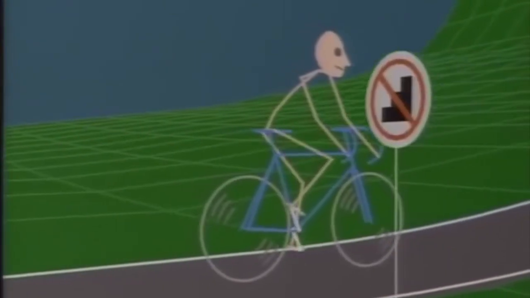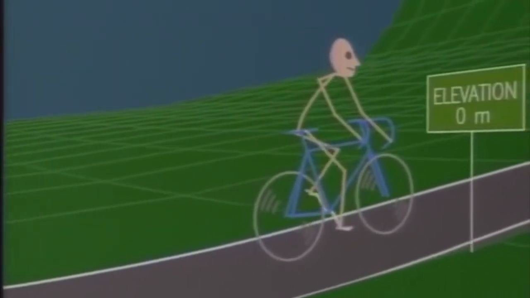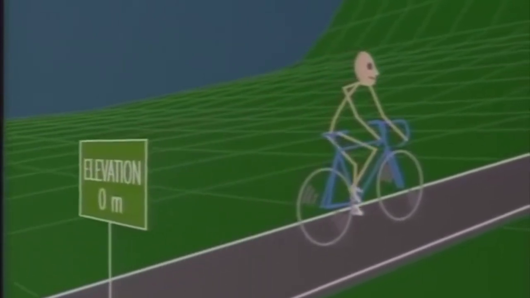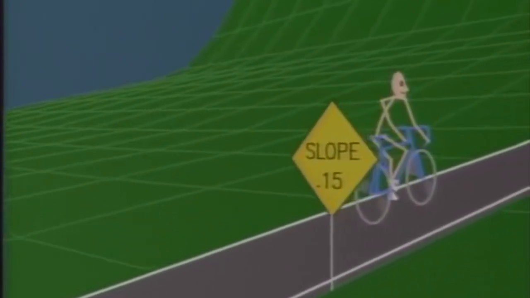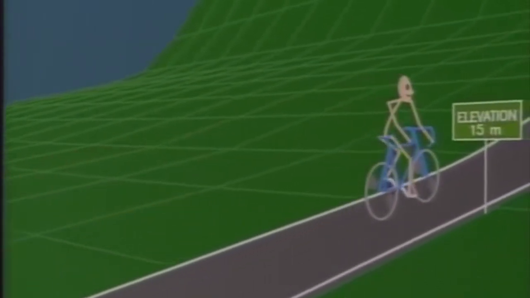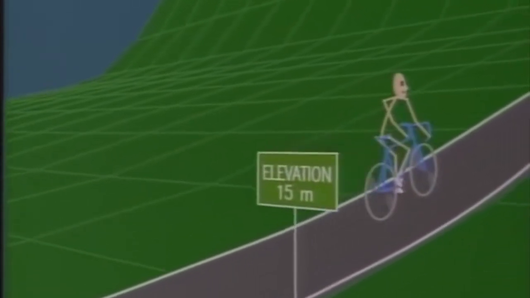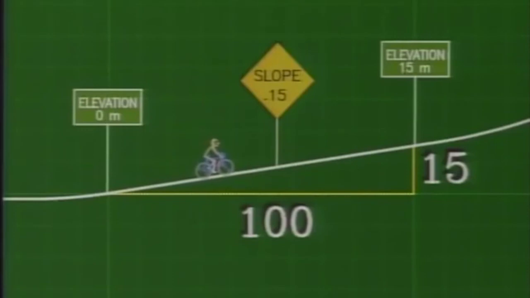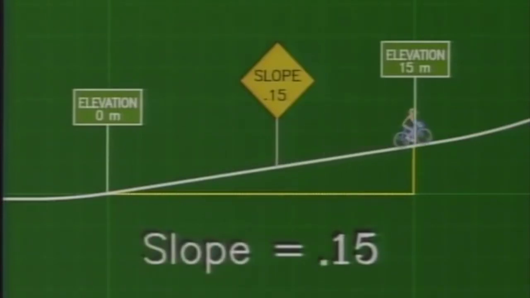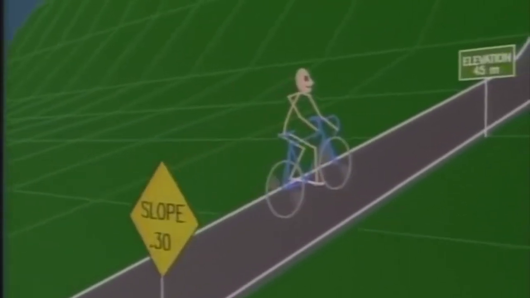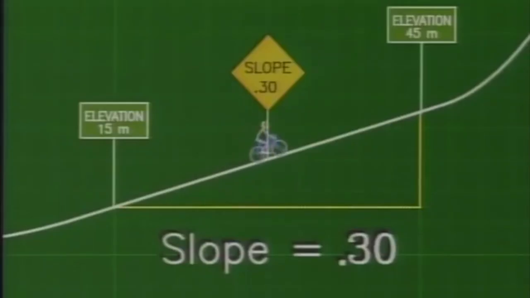On the incline, the steepness is the ratio of the change in elevation to the change in horizontal distance. This ratio, a number, is called the slope. For example, suppose the elevation of an incline increases 15 meters every 100 meters. The rider moves upward 15, horizontally 100. The slope is 0.15. A hill with a slope of 0.3 is twice as steep as one with a slope of 0.15. The bigger the slope, the steeper the hill.